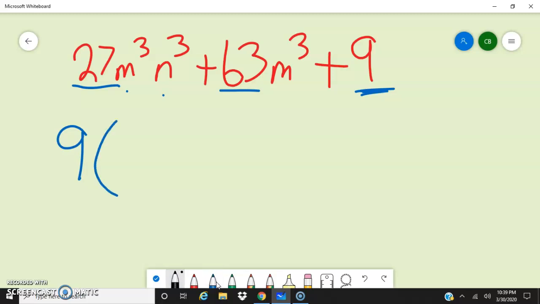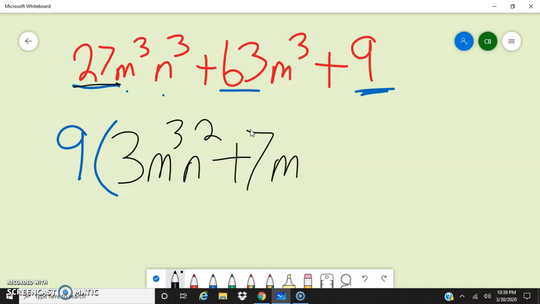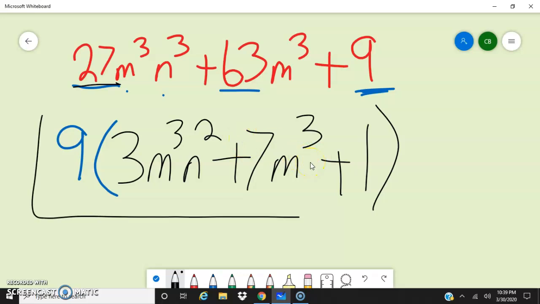So what I have left: 27 here. 27 divided by 9 is 3. And since I don't have any m's or n's, I'm just going to bring these down, squared. Now I'm going to look at 63. 63 divided by 9 is 7. So plus 7, bring down the m cubed. And then simply 9 divided by 9, which is positive 1. And that is it. That's all we have to do for that.